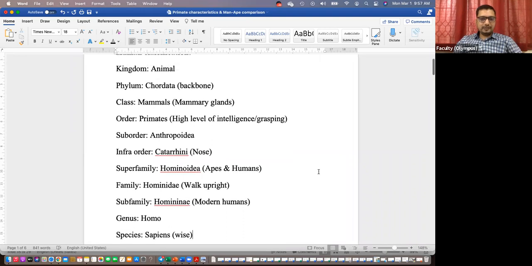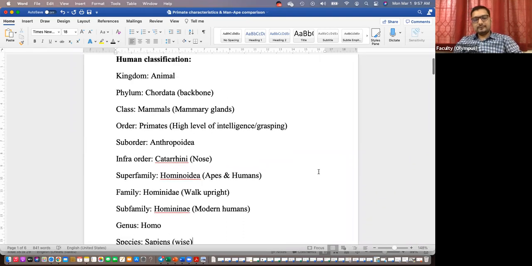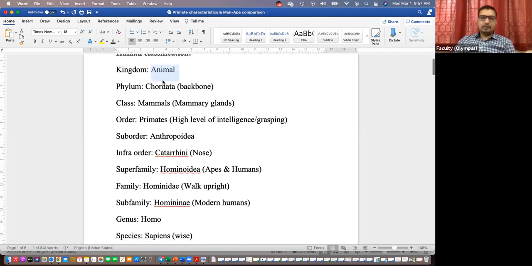So this is a human classification. What are you seeing here? We are put into categories where we become more and more specialized, starting with the broader version to more specialized versions. That is why we are all put together, because we share several features with animals in the animal kingdom. We are put into the Chordata phylum because we have a backbone. And we are also mammals because we give birth to children who need to be fed using mammary glands.